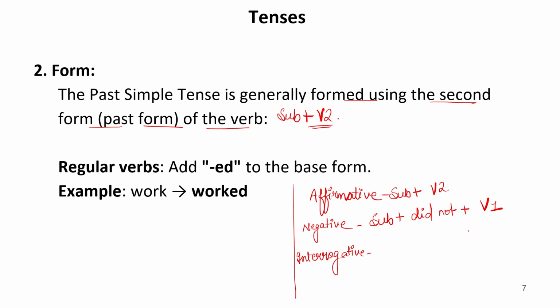It should be kept in mind that whenever we have did in a sentence, the verb will be used in base form only, because did is already the past of do. Now, to make it interrogative, did will come at the beginning of the sentence, then we have the subject, then the verb first form, then the object, and then a question mark.